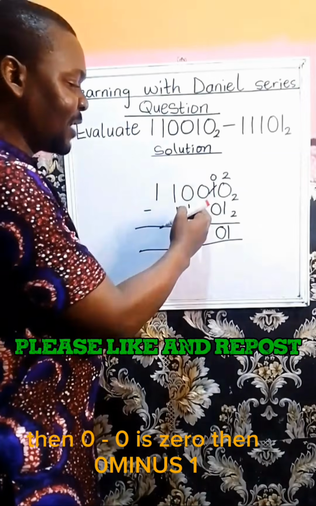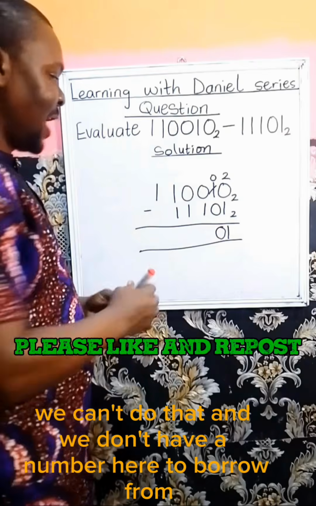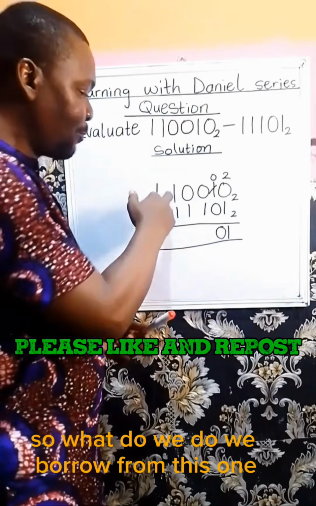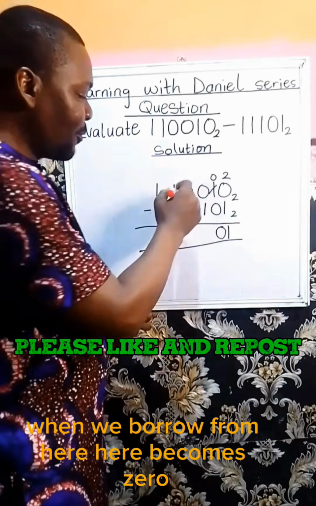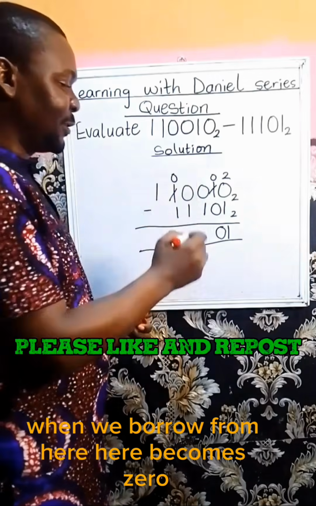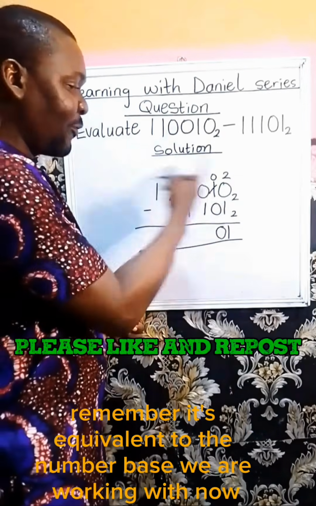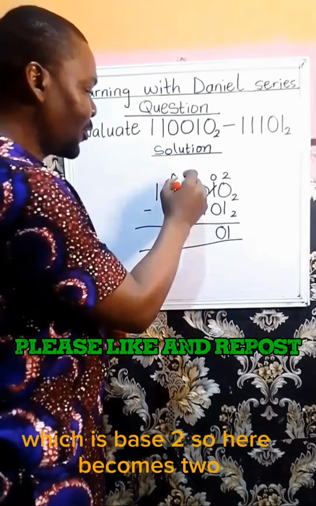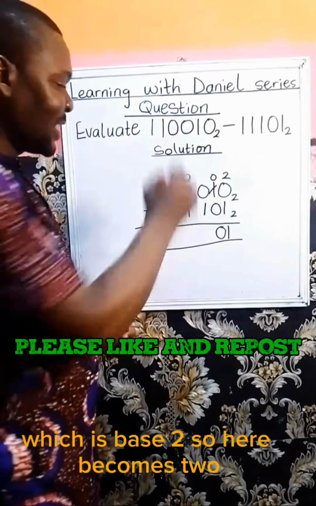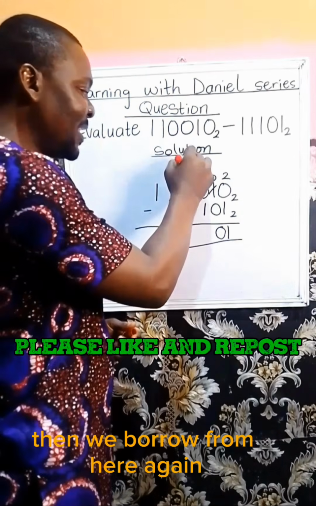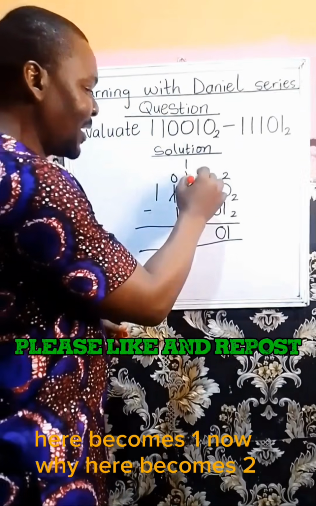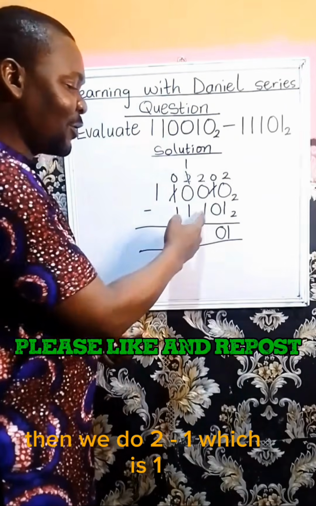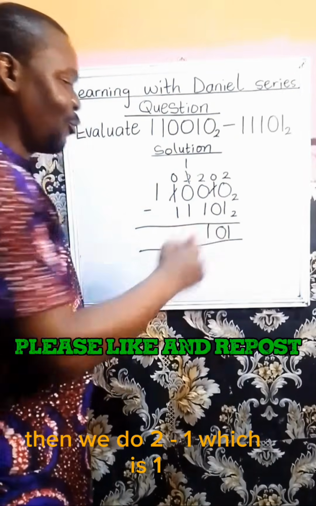Then 0 minus 1, we can't do that. And we don't have a number here to borrow from. So what do? We borrow from this one. When we borrow from here, here becomes 0. Remember, it's equivalent to the number base we are working with now, which is base 2. So here becomes 2. Then we borrow from here again. Here becomes 1 now, while here becomes 2. Then we'll do 2 minus 1, which is 1.